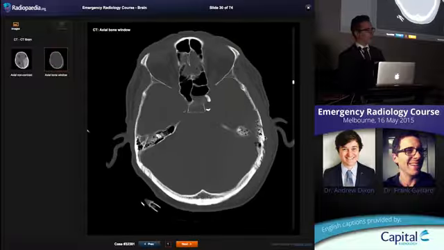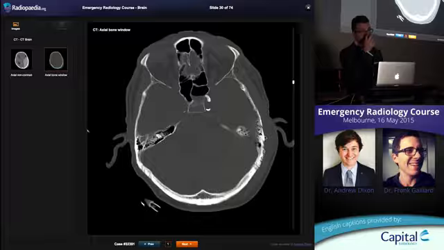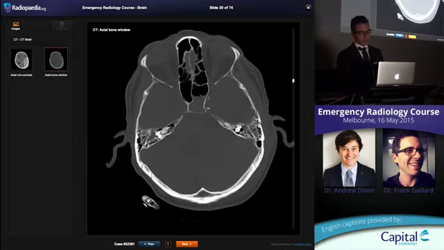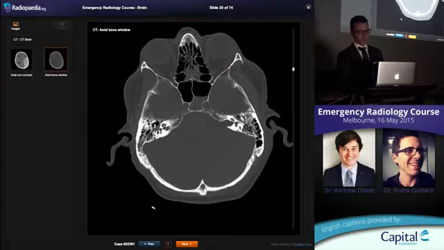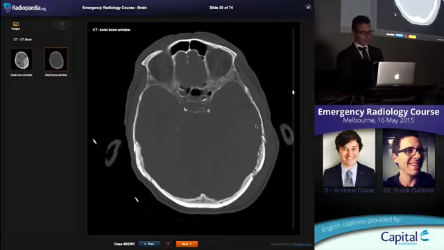And where does the air come from? Well, unless you've got an open laceration of the scalp, you need to track the fracture inferiorly down to the mastoid air cells, because that's where the air will have come from. And sure enough, there the fracture goes through the mastoid air cells with opacification of the mastoid air cells and middle ear cavity.